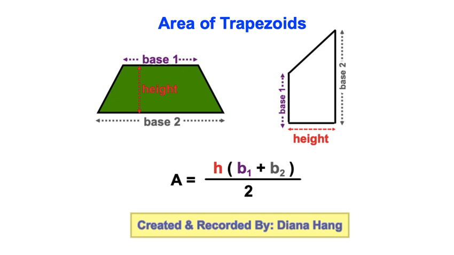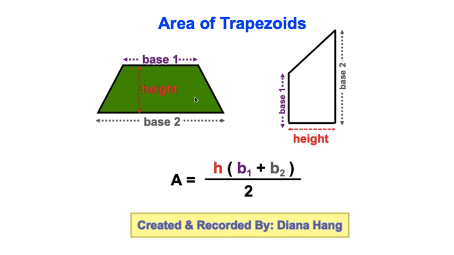In this video tutorial, I'll be showing you how to find the area of trapezoids. Here we have two pictures of trapezoids. A trapezoid has a pair of parallel sides. Those two parallel sides are called base 1 and base 2. The distance between the two bases is called the height.